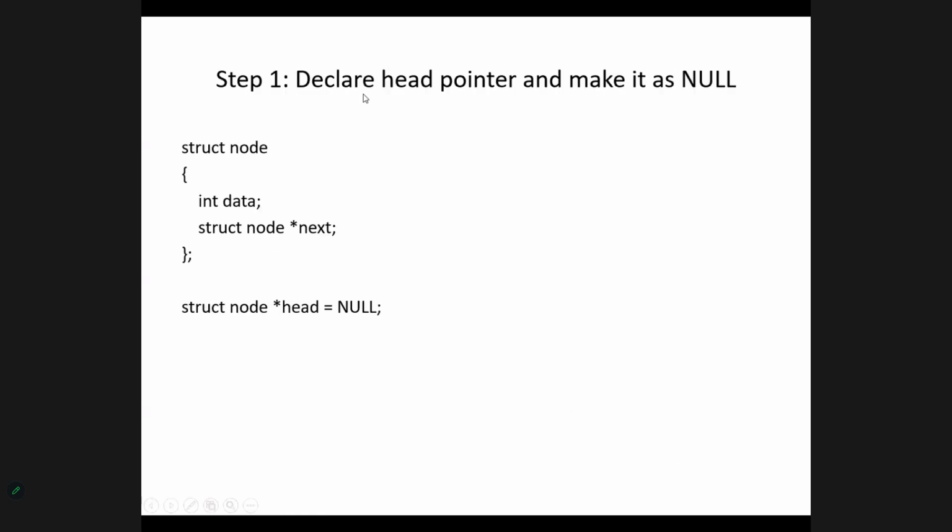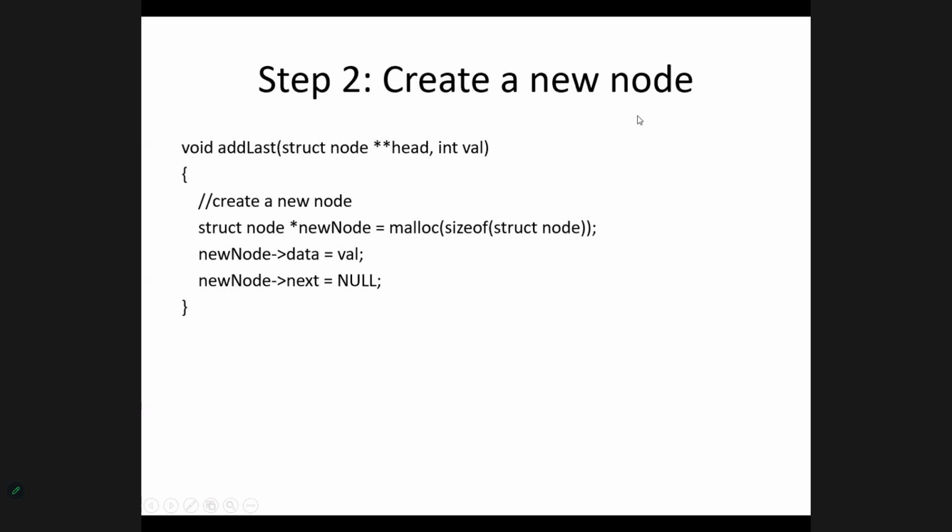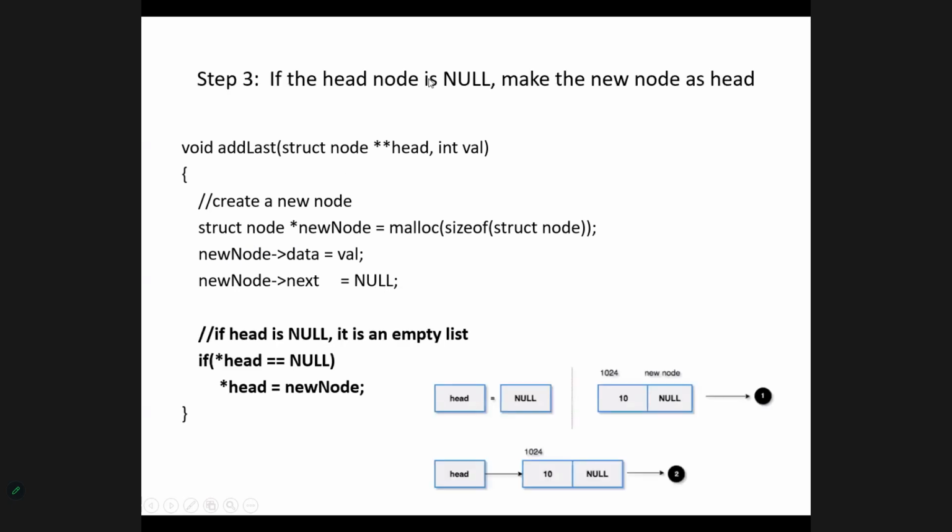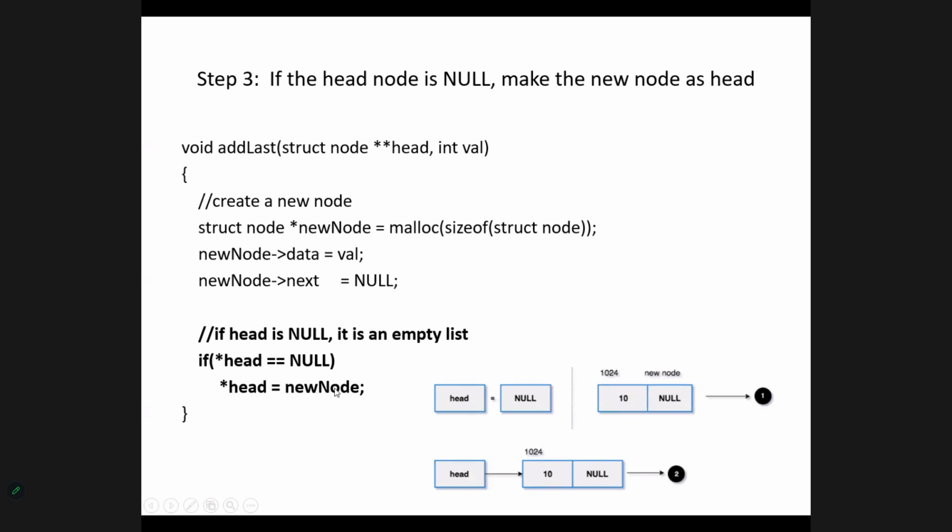Okay, step 1, declare the head pointer. As usual, struct node with int data and struct node next, and assign a null value. Step 2, create a new node. Allocate heap memory for the new node and set the new node's next to null. And then check if the head node is null.